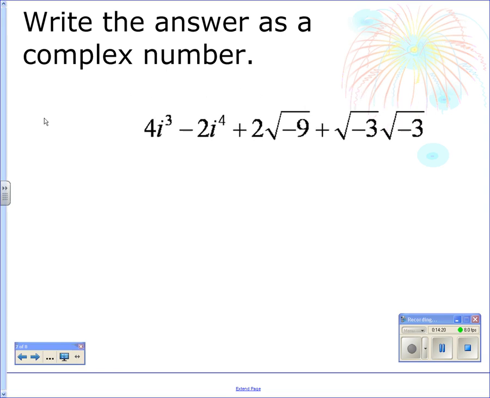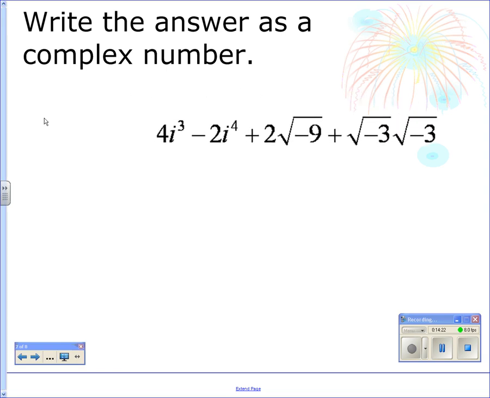What do you do with the 4i cubed? -4i. Any questions on that part? Okay, what about -2i to the 4th? -2. What about this part? You're going to say 2 times what? Square root of 9i. Does that make sense? Yes. We'll get there.